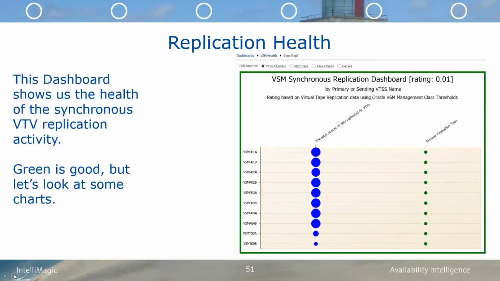So we do provide a dashboard, and this dashboard shows us the health of the synchronous virtual tape volumes replication, and everything looks green, so it's all good. But let's look at some charts to dig into this a little bit more deeply.